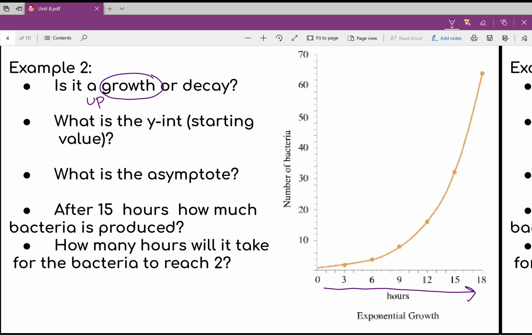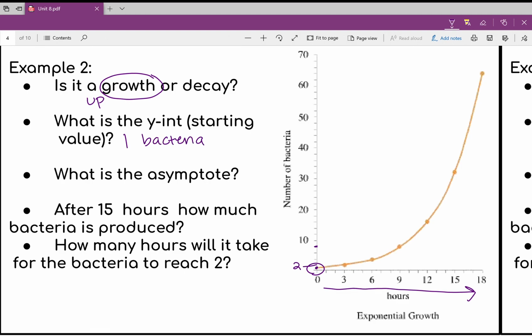Next it says, what is the y-intercept? Or in other words, the starting value. Remember, the y-intercept is where it crosses the y-axis. And if we look right here, it looks like it crosses the y-axis at this point. So since this is 10 right here, let's check if it's going by 2s. 2, 4, 6. Yeah, there's a line missing right there. So 2, 4, 6, 8, 10. So if that is a 2 right here, this line is a 2, that means our y-intercept must be 1. But 1 what? It says number of bacteria. So 1 bacteria.